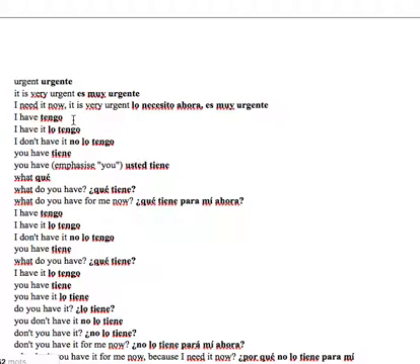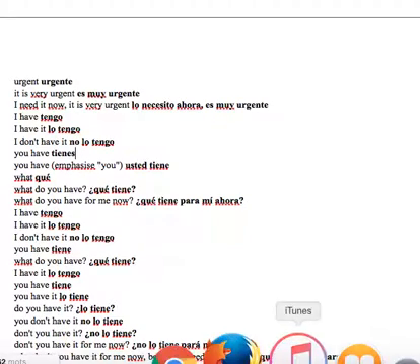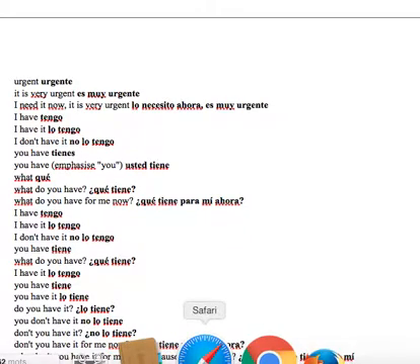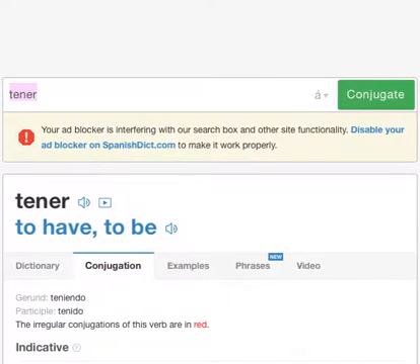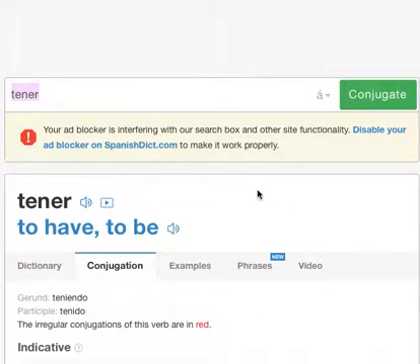So to come back, we have I have, tengo. I have it, lo tengo. I don't have it, no lo tengo. But if I want to say you have, here it's for the Mexican, it's better to say tienes. Tienes, you have. Tener can be to be or to have. It depends on the context. For the time being, we're just focusing on to have.